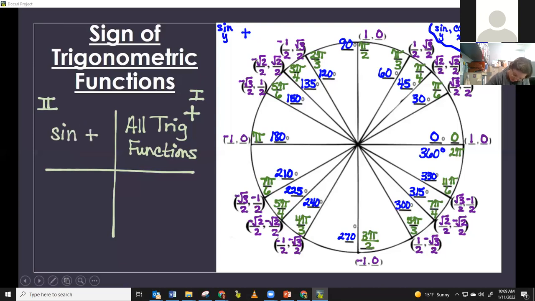What about in the third quadrant? Sine is my y. Cosine is my x. Tangent is y over x. What is going to be positive down in the third quadrant? Tangent. Negative divided by a negative is going to give me a positive. So tangent is going to be positive down here.